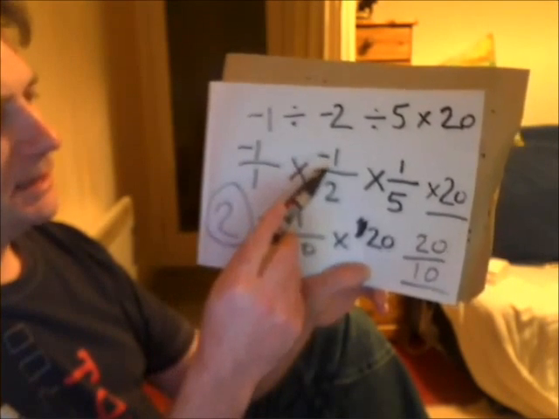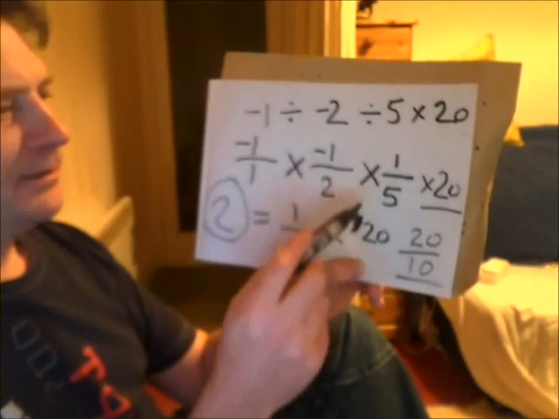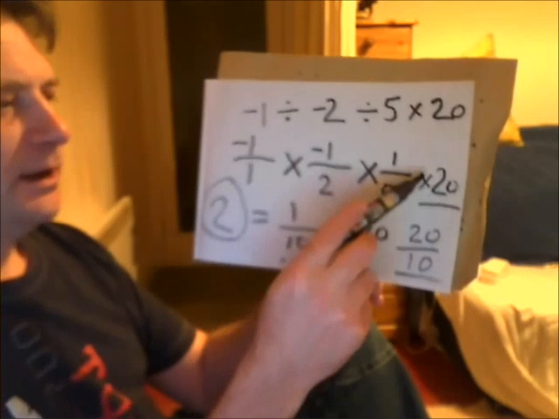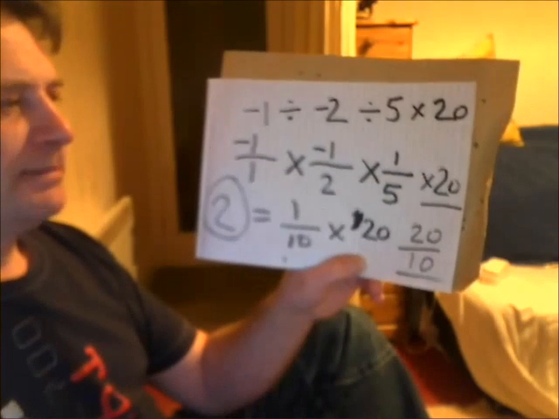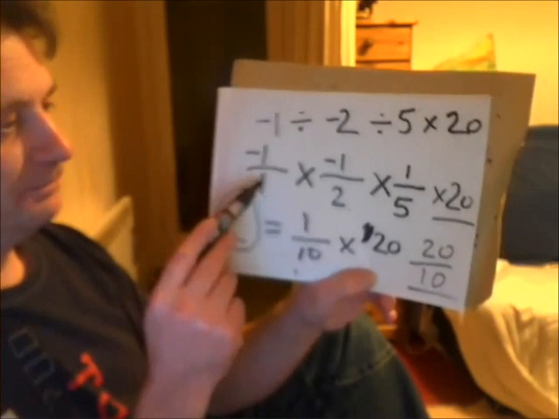-1 times -1/2 multiplied by 1/5 multiplied by 20 is 2. And that actually makes perfect sense when you think about it.